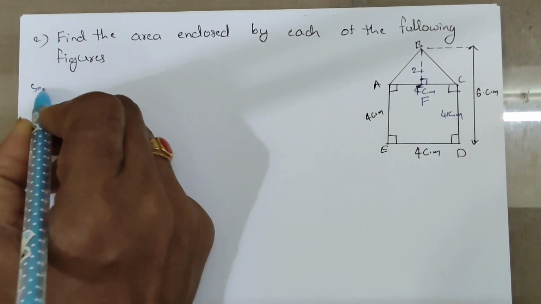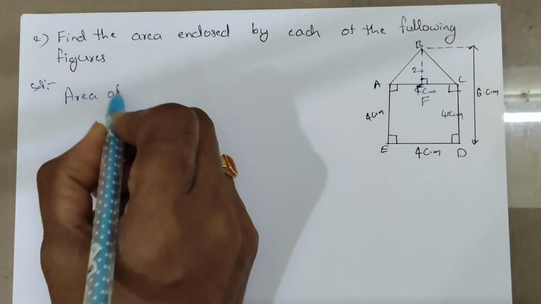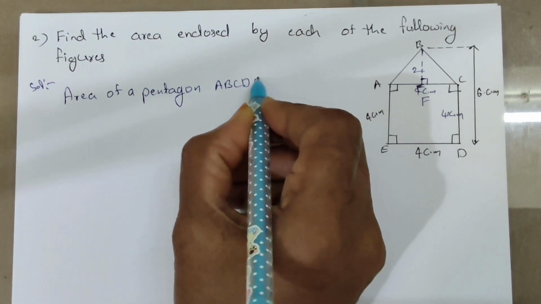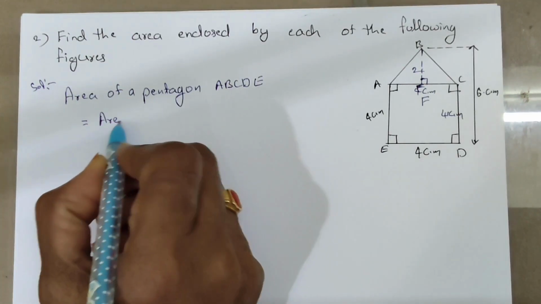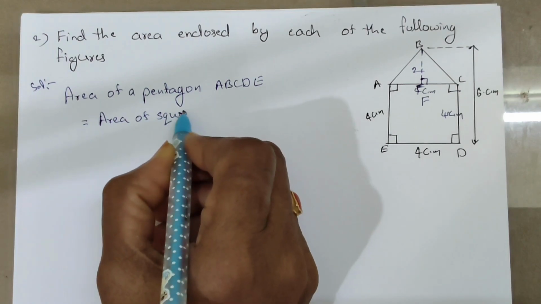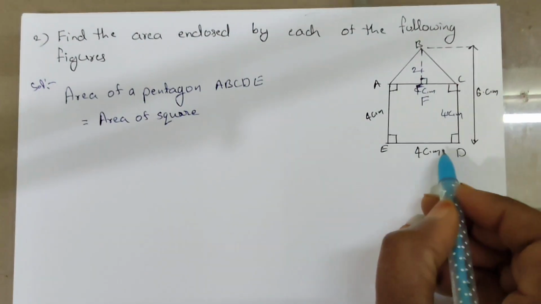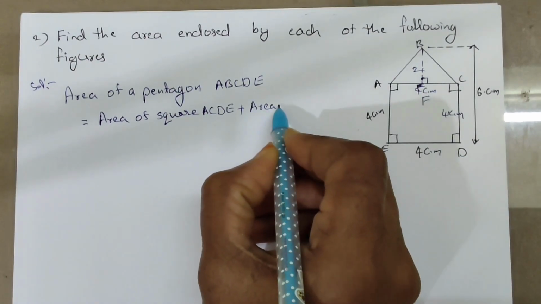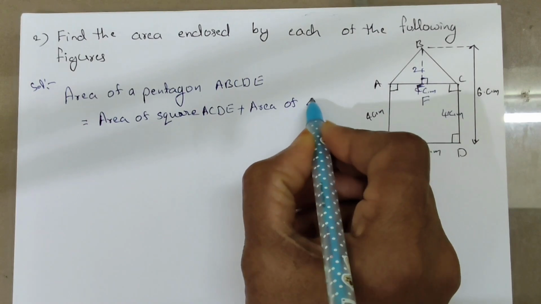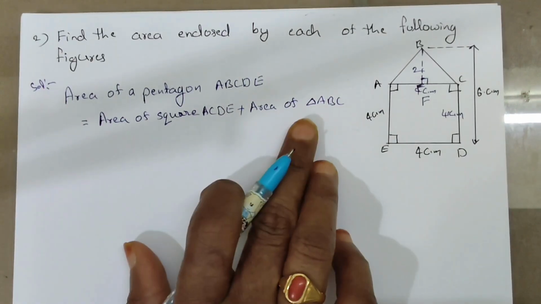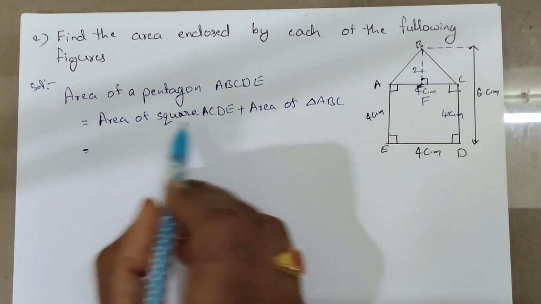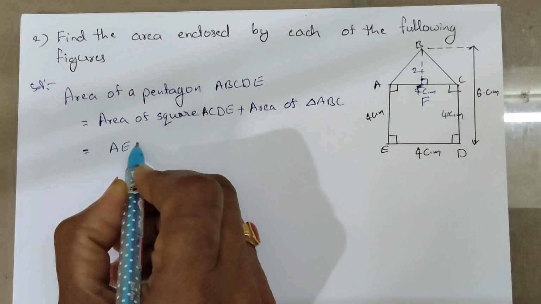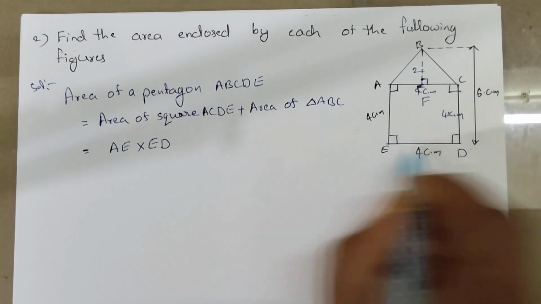Now we write the area of a pentagon. Area of pentagon ABCDE is equal to area of square ACDE plus area of triangle ABC. Now we find these two areas. Area of a square is length into breadth, side into side: AE into ED is the area.